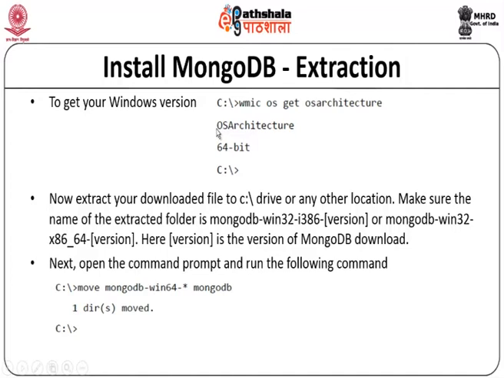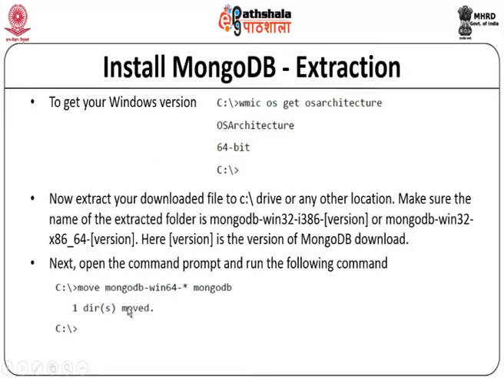So, in the Windows environment, if you want to know what version of Windows you have, 32-bit or 64-bit, you can simply type this command: wmic space os space get space osarchitecture. When you press the enter key, it will give you the OS architecture and the version, that is the 64-bit version or 32-bit version, according to what you have installed in your machine.